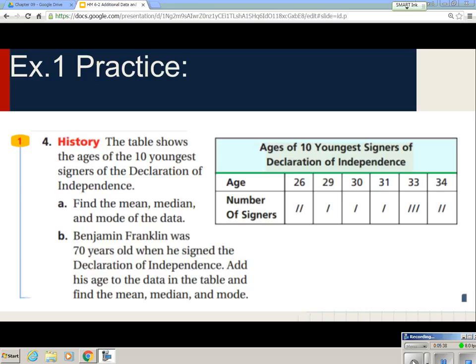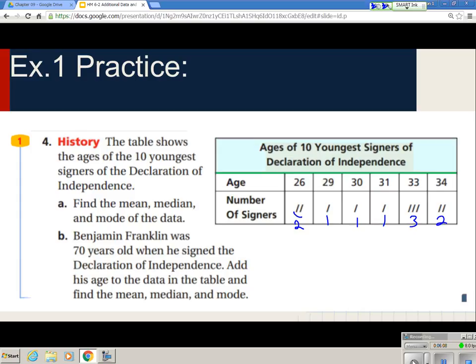If you want to try it on your own, go ahead and then come back to the video, but we're going to do this one together. So it says that this table shows the ages of the 10 youngest signers of the Declaration of Independence. So we got to find the mean, median, mode of the data. Now, you probably are looking at these and saying, does that mean there's 11 people that were 26 and 1 people that was 9? No, that's 2, okay? These are tallies. So we got to add up those tallies and make sure we know what they are.